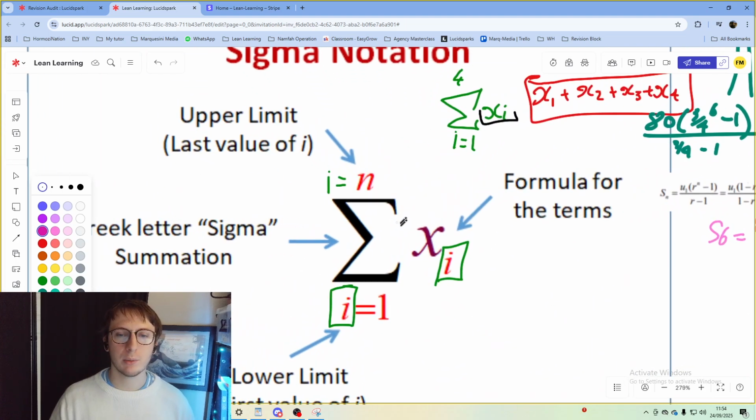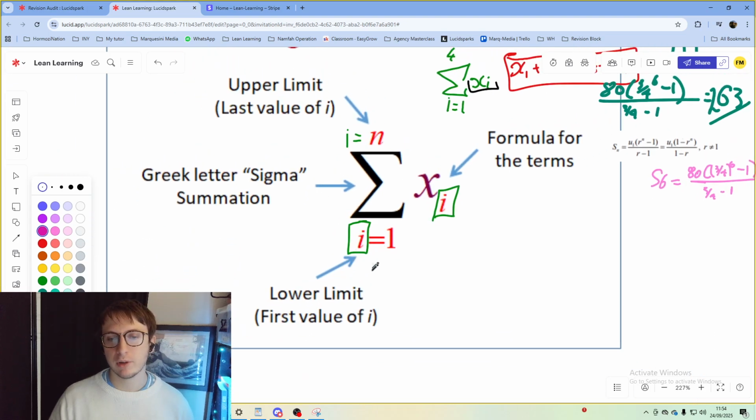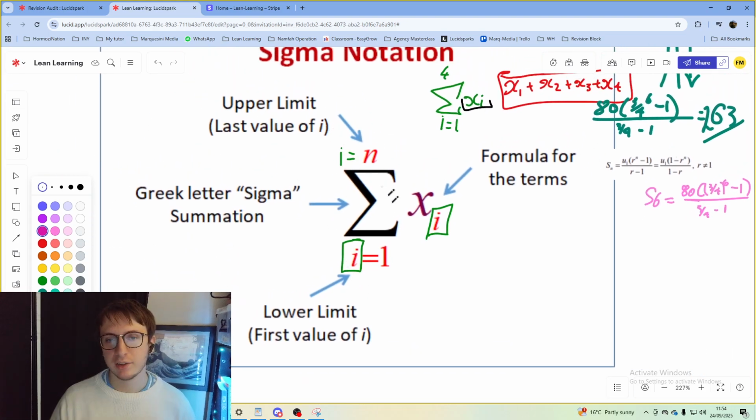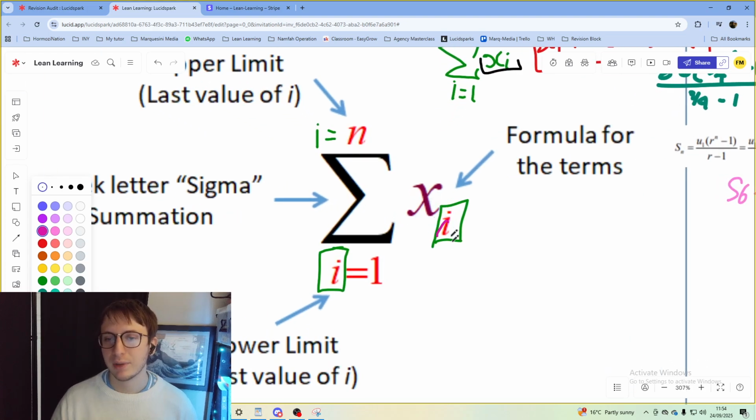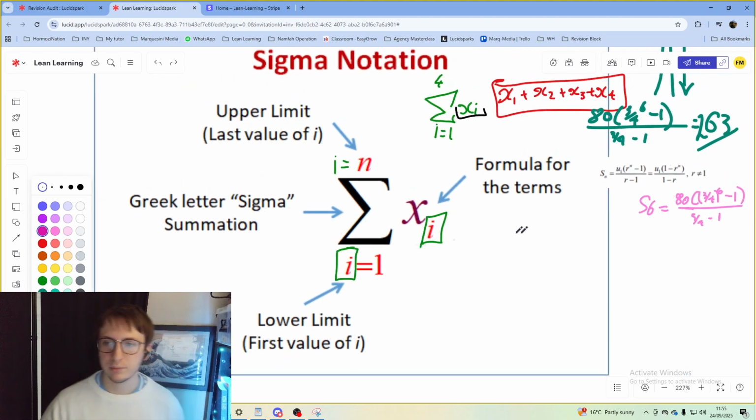Yeah, so here we have our lower limit, which is our first value. Then we have our upper limit, so when i is equal to this, and x to the i instead of n for our case, right? That'll be it. And it just means summation. That's all this is. Okay?